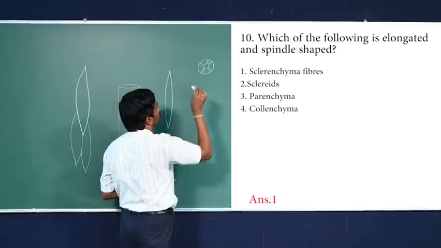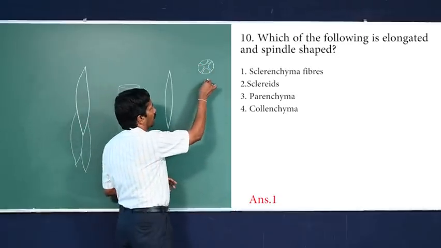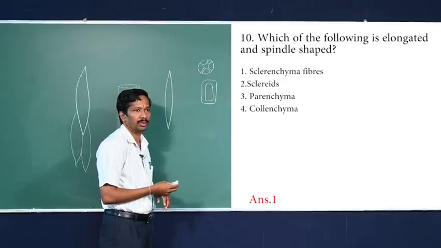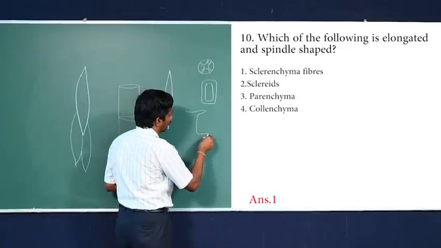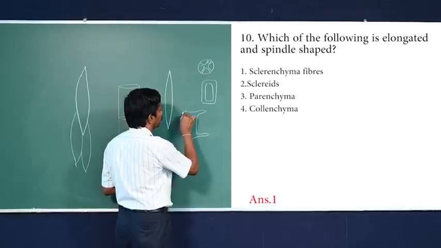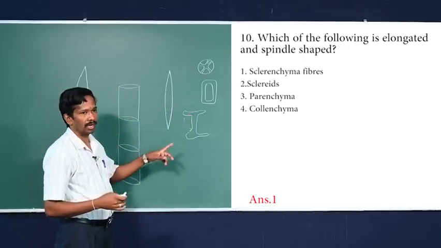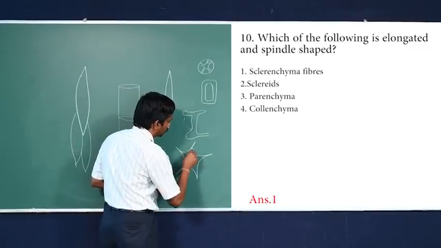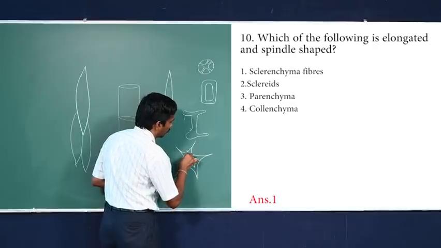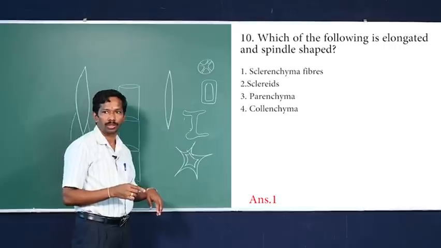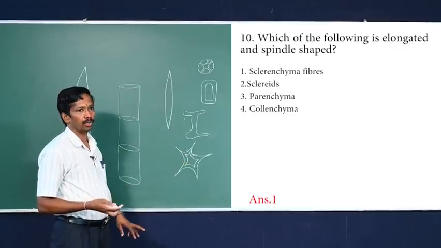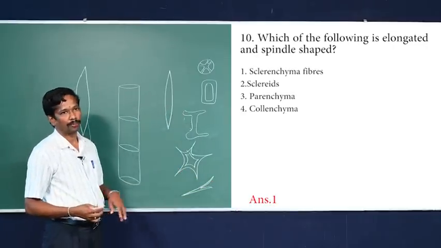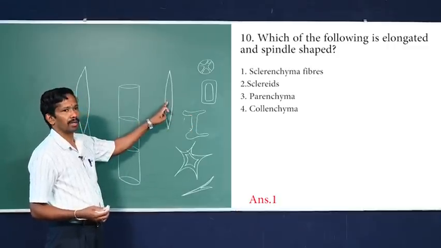brachyscleroids, which are often called stone cells, which are oval or elliptical in shape; macroscleroids, which are elongated rod-shaped cells, so often called rod cells; osteoscleroids, which have dilated ends with a bone-shaped appearance; astroscleroids, the star-shaped scleroids found in some aquatic plants, in petioles of lotus and nymphaea; and hairy scleroids with a branched structure, representing trichoscleroids. So these are not as elongated as this.